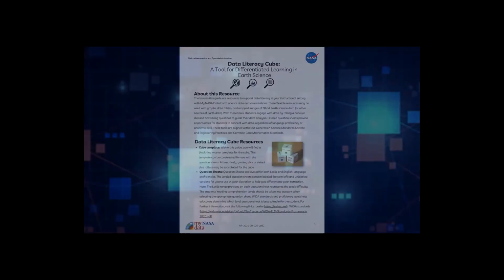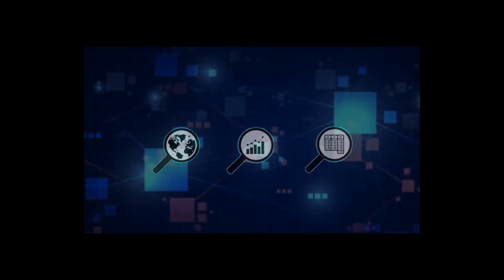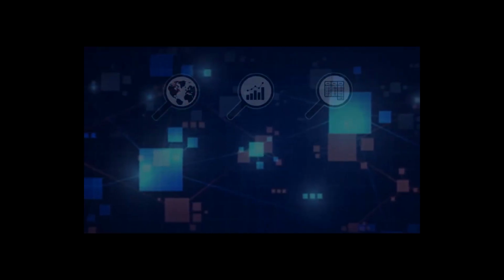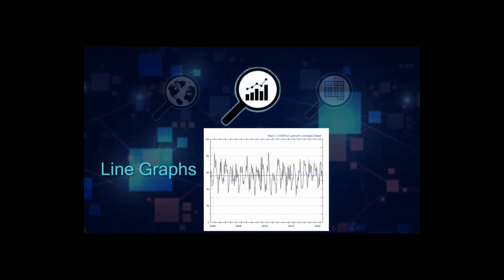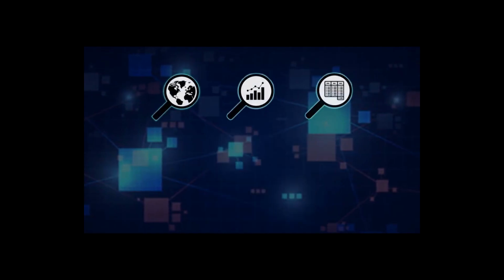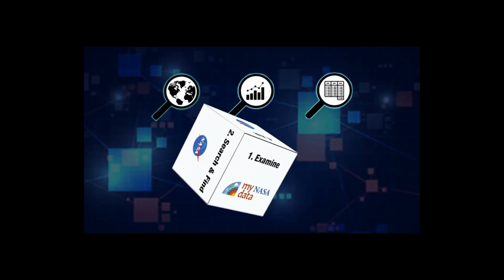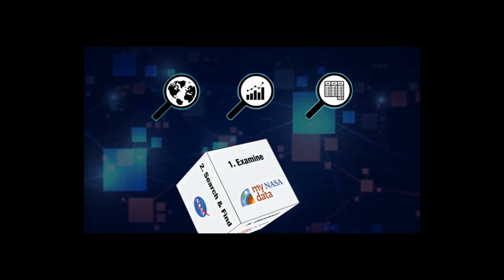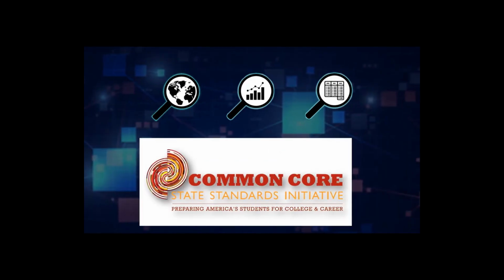You will notice the icons frequently used in the guide and on the MyNASA Data website. These include one for maps, one for line graphs, and one for use with the data tables. The icons shown indicate the compatibility of MyNASA Data content to the data literacy cubes. These tools are aligned with the Next Generation Science Standards and Common Core mathematics standards.